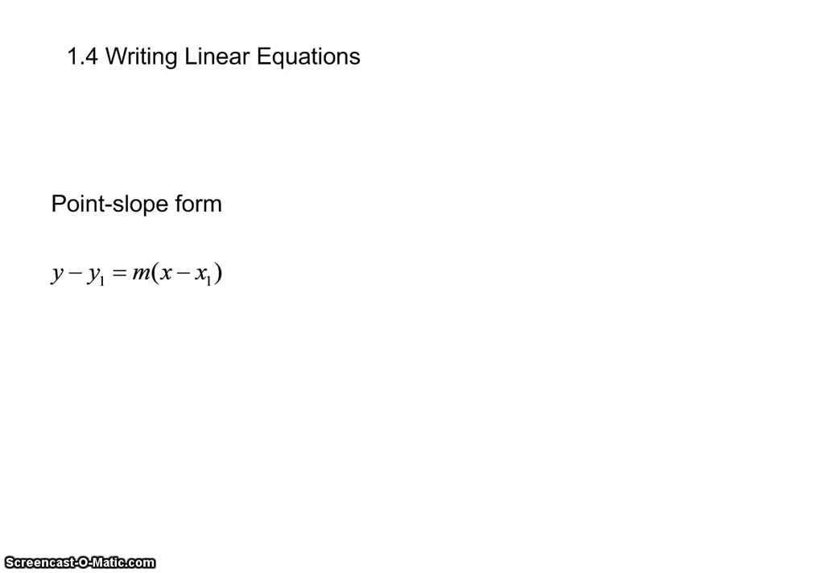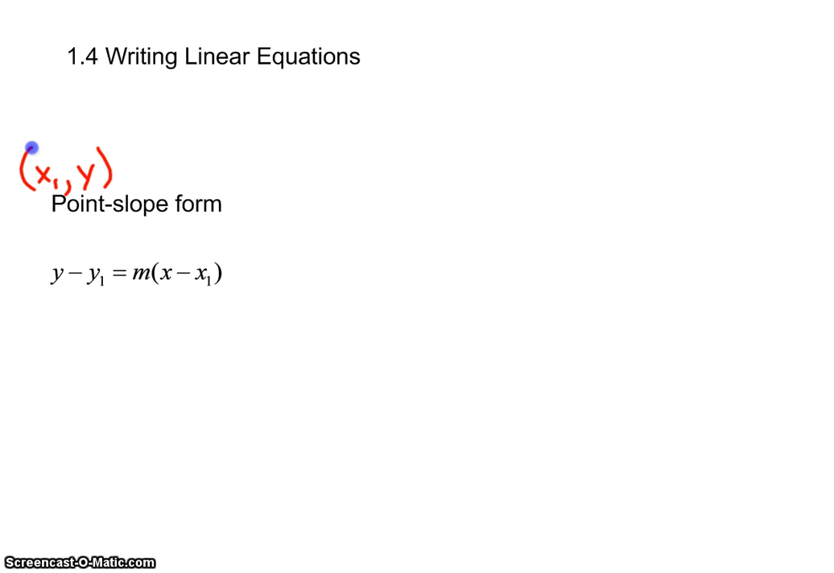All right, this lesson involves writing linear equations. There's a number of methods that we can use, and one of the more common methods that we use to write a linear equation is by using what's called the point-slope form. And what we need is exactly what it's called. We need a point, meaning we need an x and we need a y.